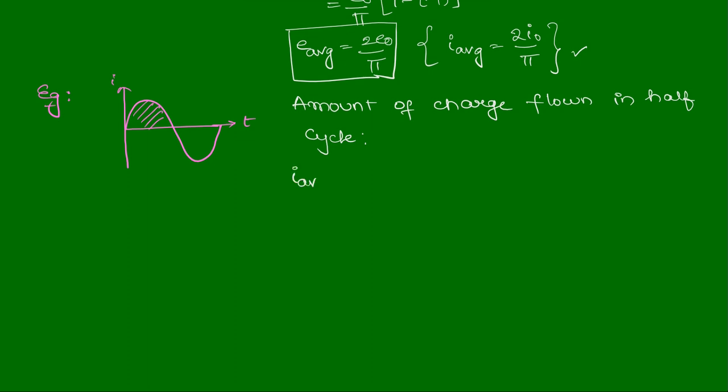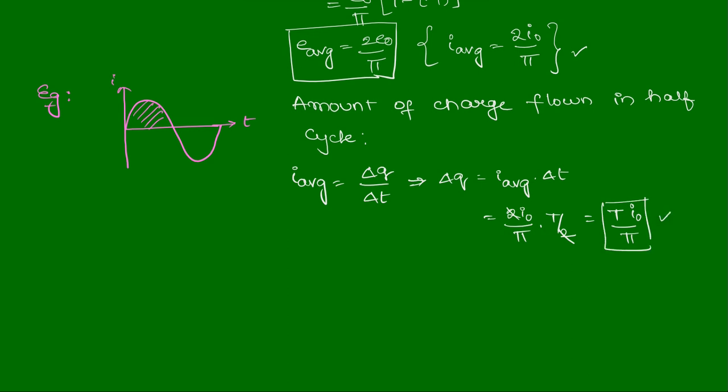In that case, as we have I average is equal to total charge flown by total time taken, so delta Q will be equal to I average into delta T. I average is 2 I naught by pi, into delta T, which is nothing but T by 2. So 2 gets cancelled. It will be T into I naught by pi. So that is the amount of charge flown in half cycle.